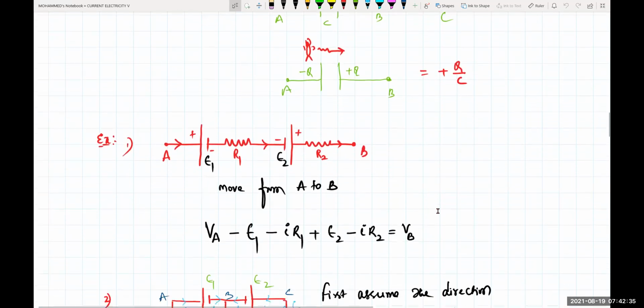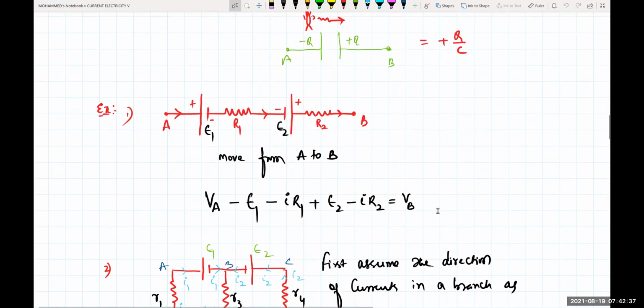Let us try to do an example. Here we have an example. I'm moving from point A to point B. When I'm moving from A to B, there is one cell, EMF E1, and one resistance, R1. There is another EMF E2 and another resistor, R2. There is a flow of current in this, say, I amperes of current flowing. Is that clear? This is the I ampere of current which is flowing.